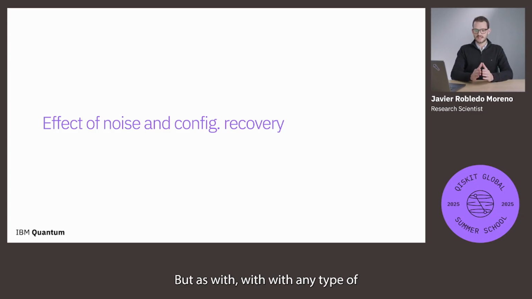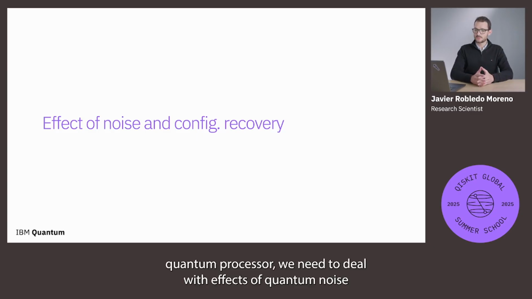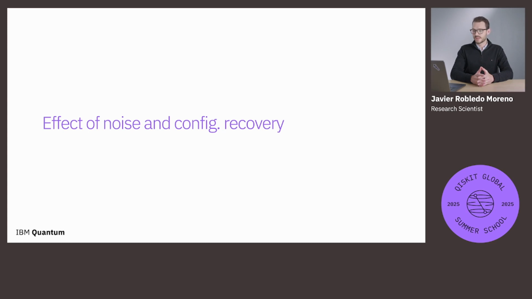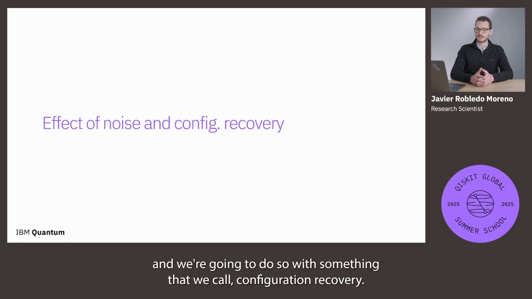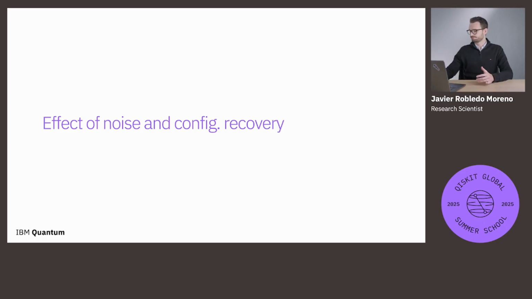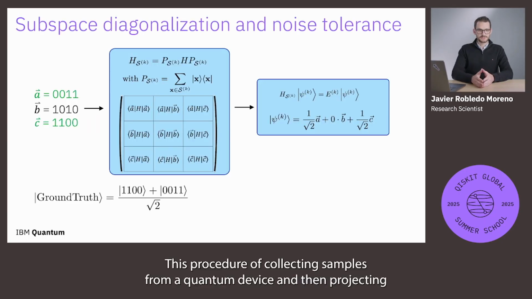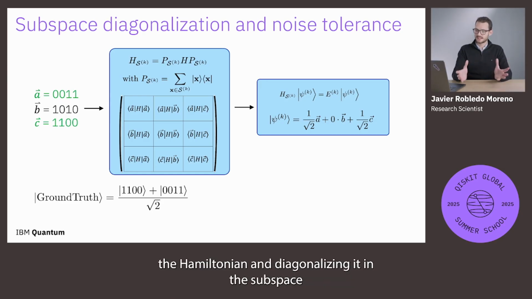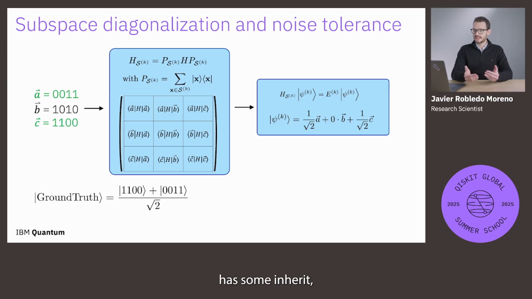But as with any type of quantum processor, we need to deal with the effects of quantum noise. And we're going to do so with something that we call configuration recovery. This procedure of collecting samples from a quantum device and then projecting the Hamiltonian and diagonalizing it in the subspace has some inherent resilience to the effects of noise.